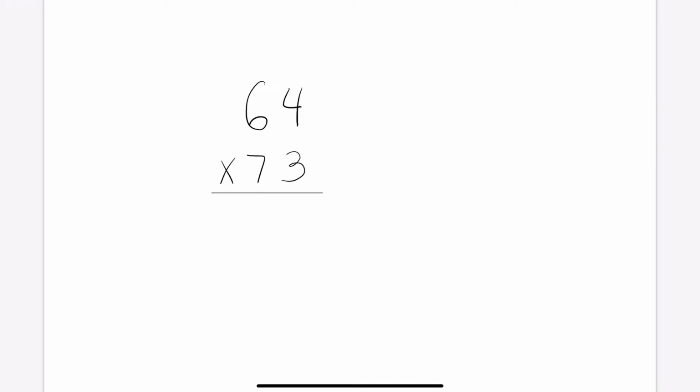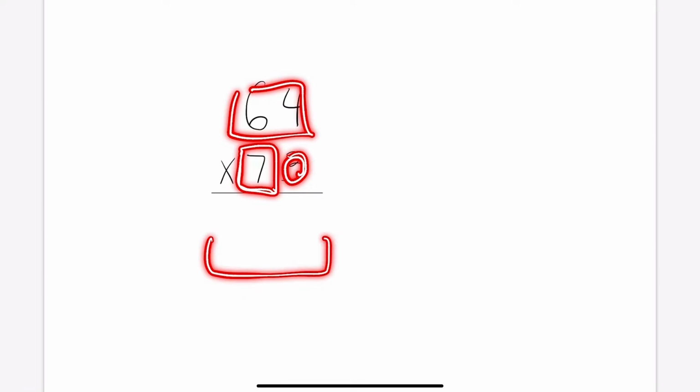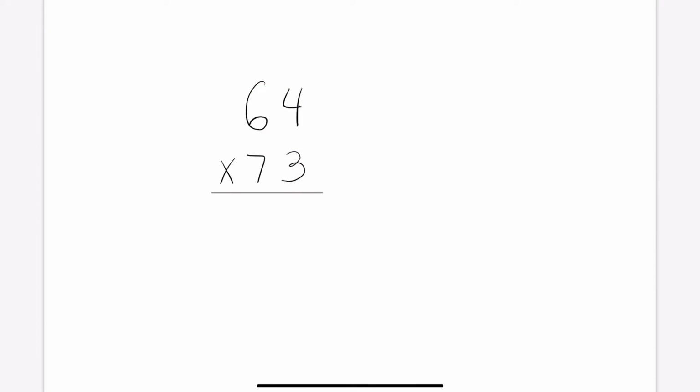So in this video, I'm going to teach you how to multiply a two-digit number times a two-digit number. What you're doing here is you're essentially going to be multiplying 3 times 64, and that answer is going to go down here. And then you're going to do 7, but the 7 is in the tens place. So you're actually doing 70 times 64, and the answer is going to be down here. And then you're going to add those numbers. So I'm going to tell you the first step.